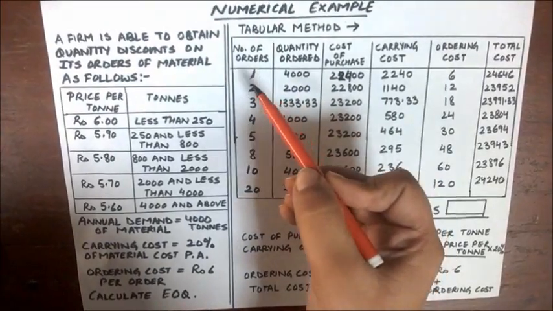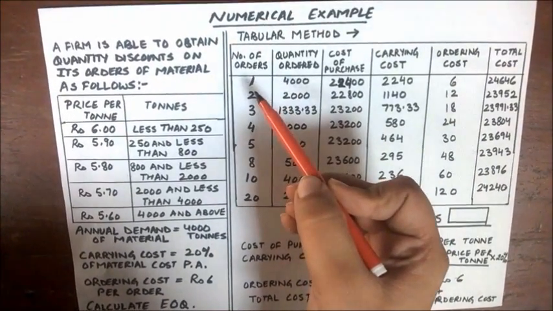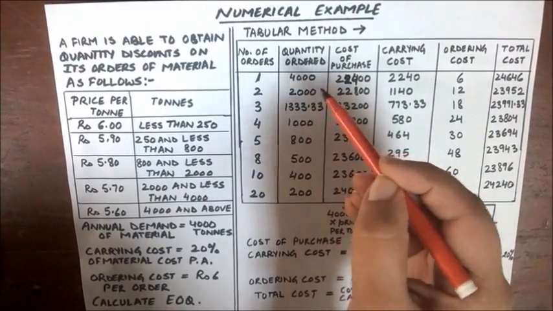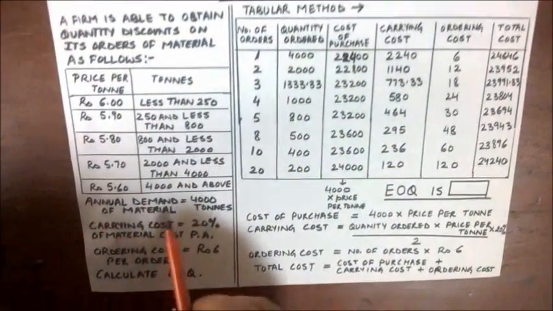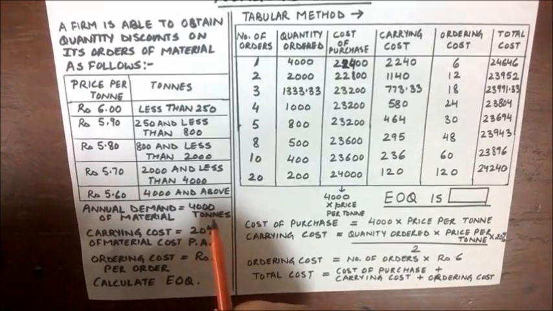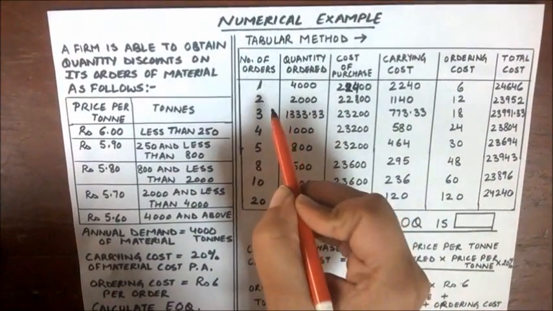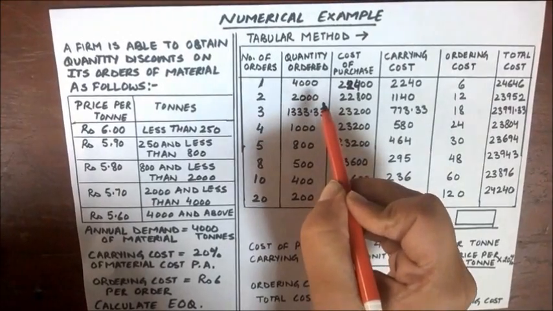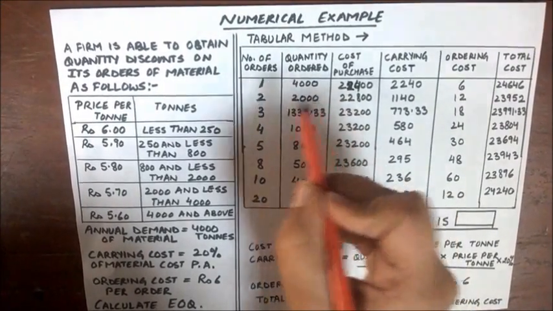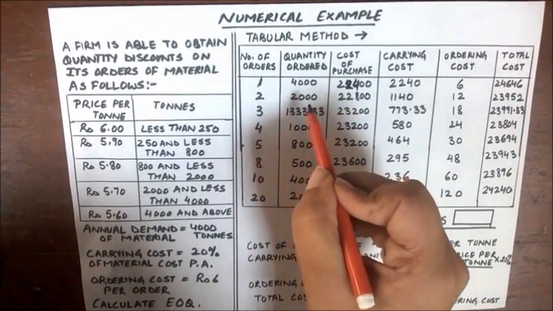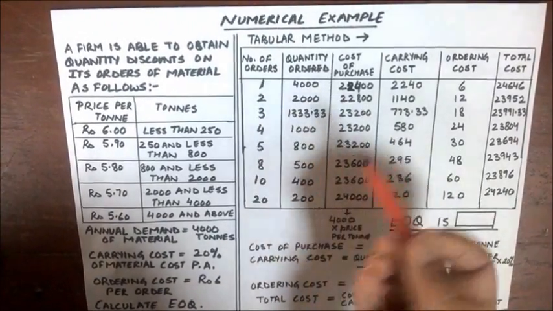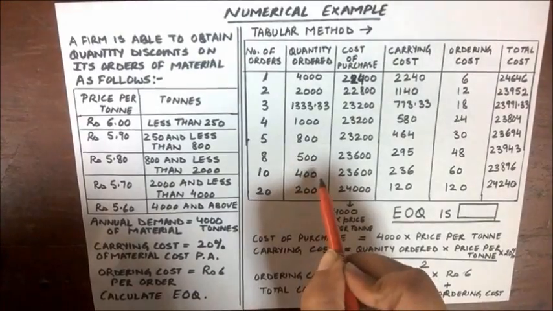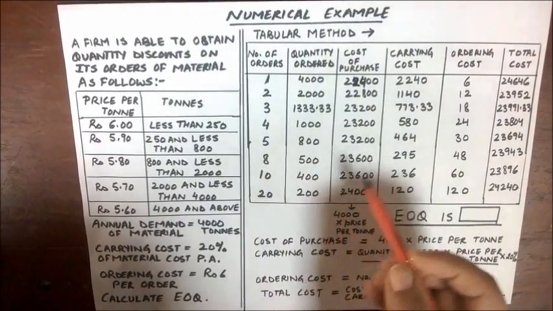Suppose we place only one order in a year, then we have to order 4000 tons at one go, because the annual demand of the material is 4000 tons. Similarly, if we are placing two orders in a year, then 2000 tons would be ordered at two times. So it would be 2000 plus 2000, 4000. Similarly, if 10 orders are placed, then 400 tons would be ordered in each order.